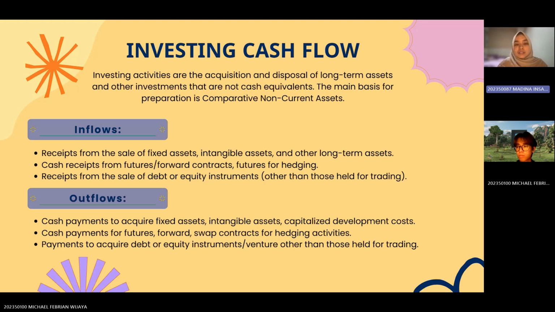And the outflows include the cash payments to acquire fixed assets, intangible assets, capitalized development costs, cash payments for futures, forward, and swap contracts for hedging activities, and payments to acquire debt or equity instruments or ventures other than those held for trading.